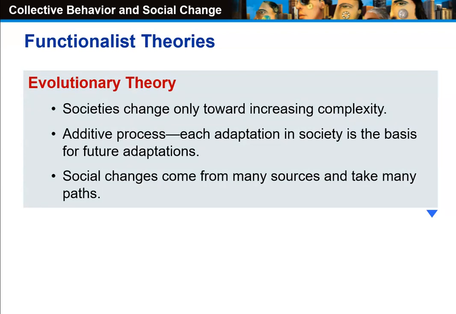Evolutionary theory is another functionalist theory: societies change only toward increasing complexity. So just like animals evolve to best fit their environment, societies also evolve to best fit their environment. The additive process is that each adaptation in society is the basis for future adaptations. Social change comes from many sources and takes many paths.